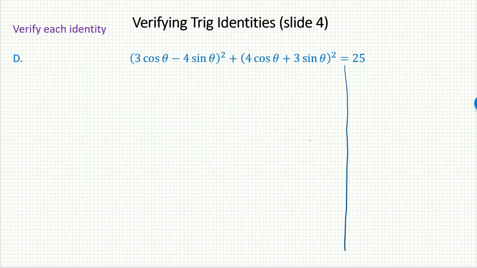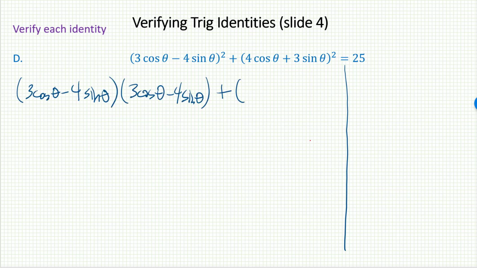What I see is two algebra expressions that are screaming out to be FOILed. FOIL is the right answer there. You cannot distribute exponents over addition and subtraction. These are two FOIL problems. It might even help you to write out the FOIL problems. So I have the first one multiplied by itself, and then I'll have the second one multiplied by itself.